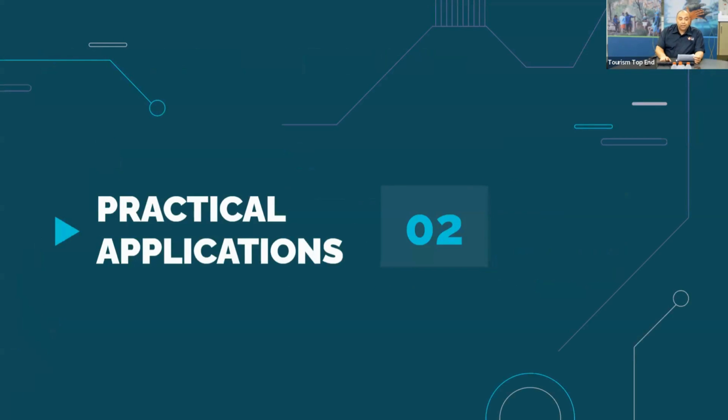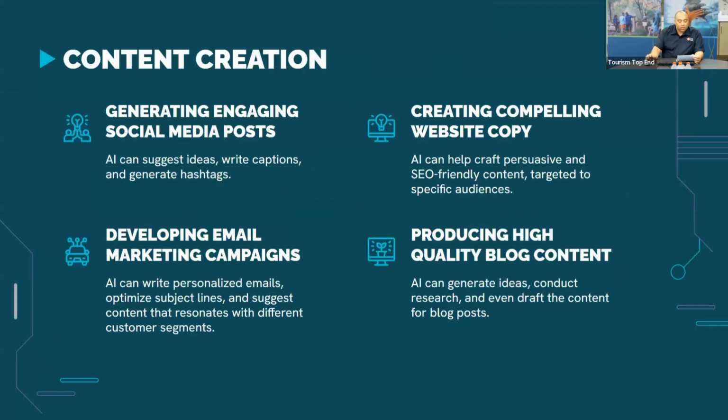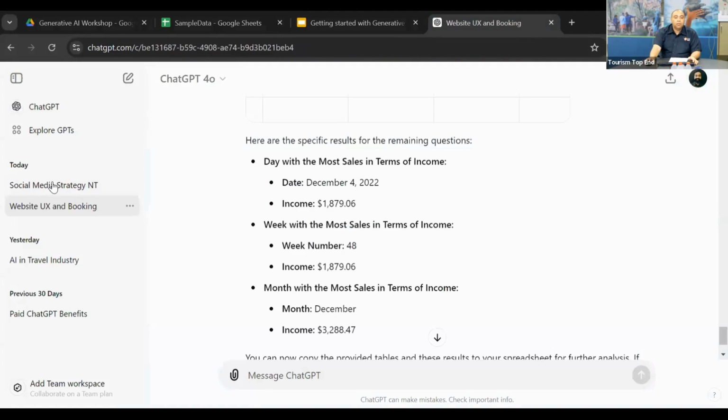Now we get into practical applications of generative AI and AI in general for your business. I'll just check how we're doing for time. Okay. Let's look at crafting content for social media. To start with, let's get ChatGPT to craft a social media strategy for us. I'm just going to go back to my ChatGPT. Here we go.